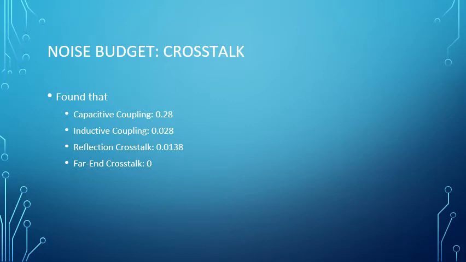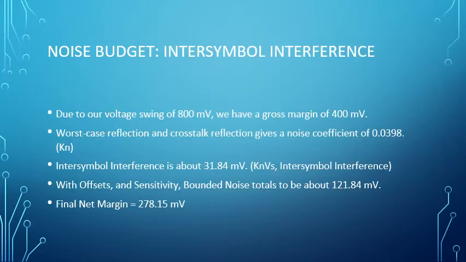However, the capacitive coupling would have a value of 0.28, the inductive would have a 0.028, and the reflection crosstalk a ratio of 0.0138. Due to our voltage swing being about 800 millivolts, we could safely assume that our gross margin would be about 400 millivolts. Adding our worst case reflection and crosstalk reflection together would give us our noise coefficient of 0.0398, or Kn. We would then multiply this value by the voltage swing, and this would give us our intersymbol interference, which came out to be about 31.84 millivolts.